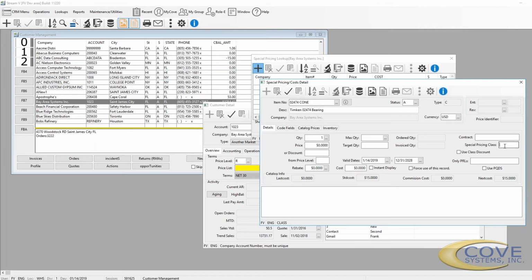Then you can have special pricing classes. Special pricing classes allow you to group special prices together for various reasons. Then we have a use class discount, and that's really exotic. We'll cover that in a different training session. Same with use price levels and use PQDS, which is price quantity discount system. Real exotic special training.